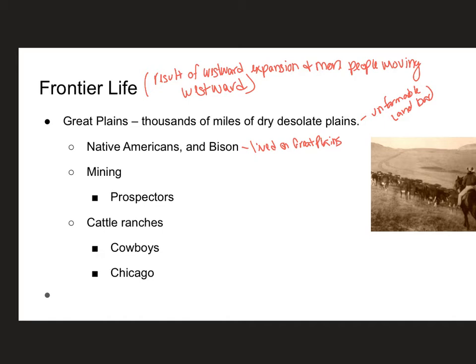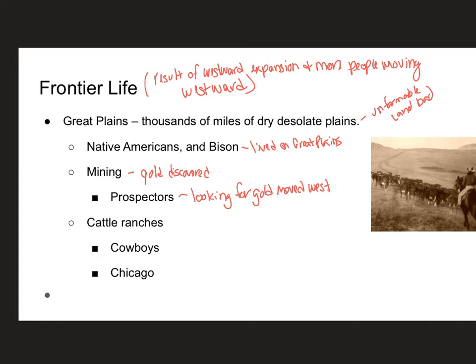But then people discovered gold in the Great Plains. This is what essentially led us to the gold rush, which many of you are familiar with, and people that we called prospectors, who were people looking for gold, moving to the Great Plains. So they moved west. That was the first group that you had moving westward.